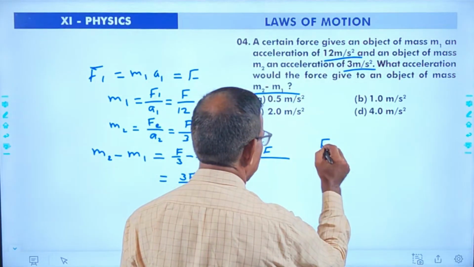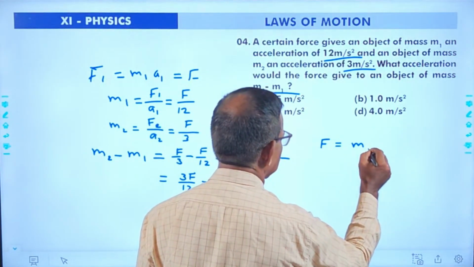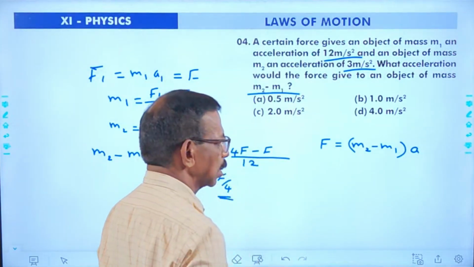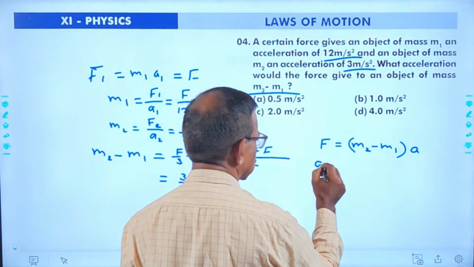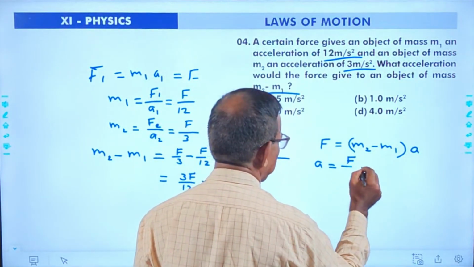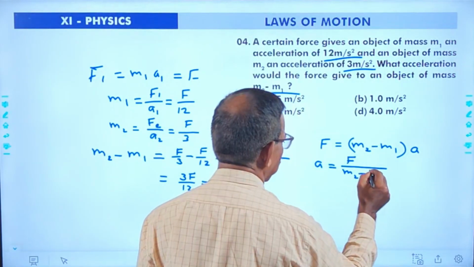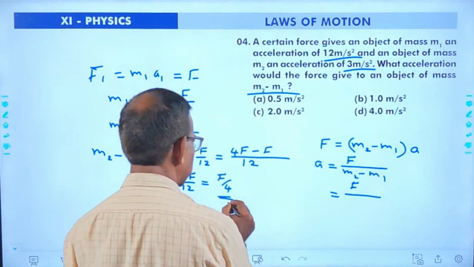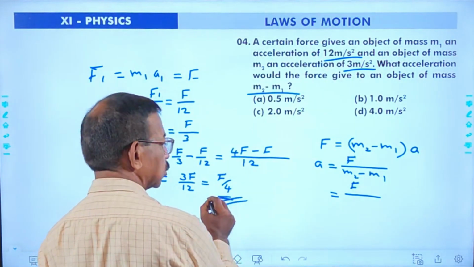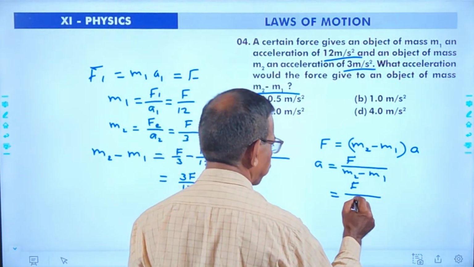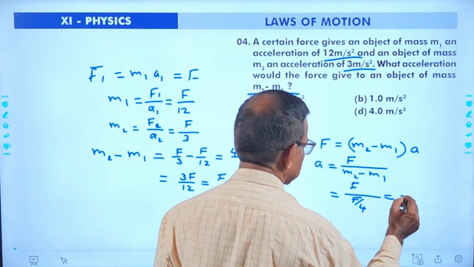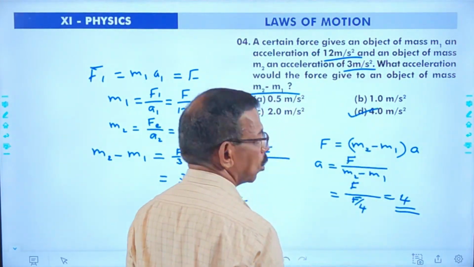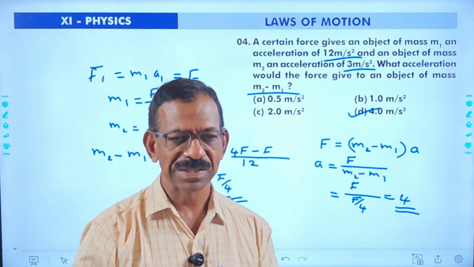That is, we have F equals (m2 minus m1) into A. We have to calculate A. A equals F by (m2 minus m1). F divided by, here we know that m2 minus m1 is F by 4. That is, the acceleration is 4 meter per second square. Answer is option D, 4 meter per second square.